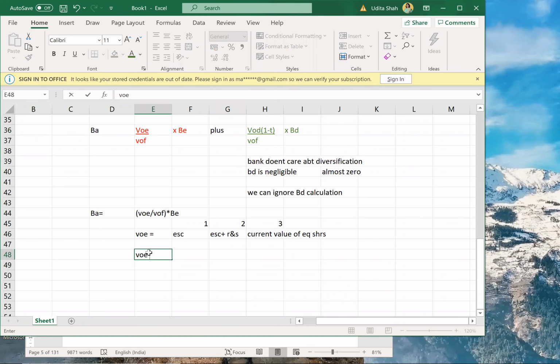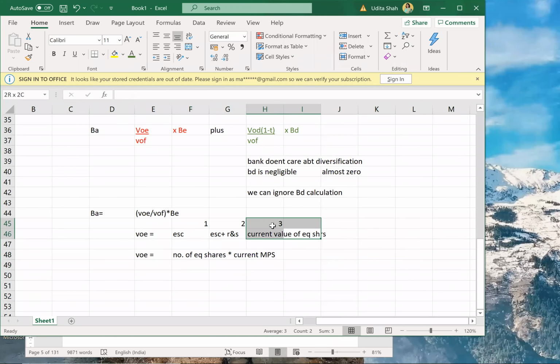So value of equity will be the third, current value of equity shares. How do we calculate current value of equity shares? It will be number of equity shares into current market price per share. So the third option is correct. That is how I'll calculate value of equity: number of equity shares into current market price per share.